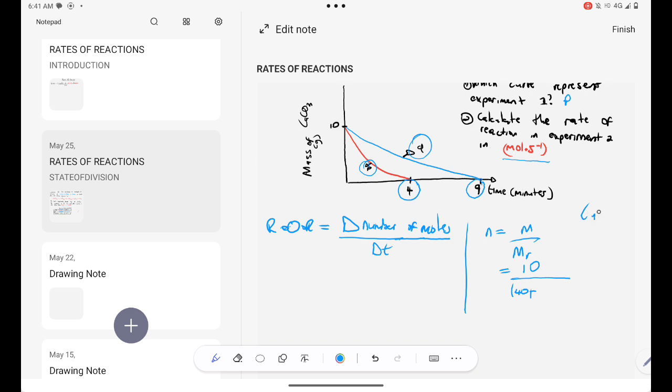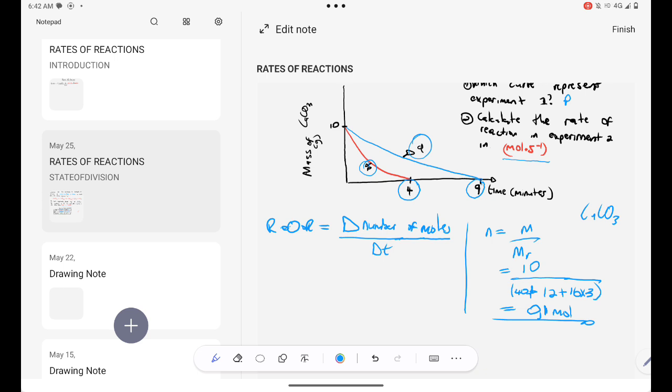Then the relative atomic mass number: calcium, I have 40. Remember that, guys, it's calcium carbonate. So calcium has 40 grams per mole. Carbon has 12 grams per mole. Oxygen has 16, but I have 3 oxygens. So this will basically give me 10 all divided by 40 plus 12 plus 16 times 3. And that will give me the number of moles to be 0.1 mole.